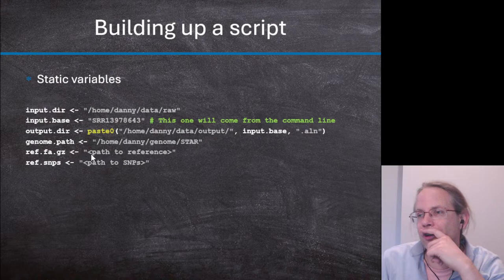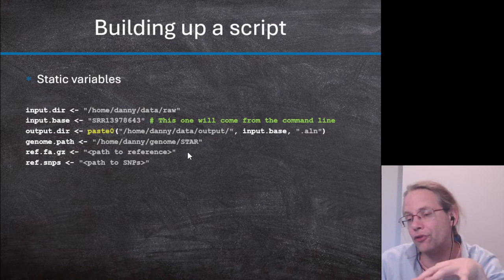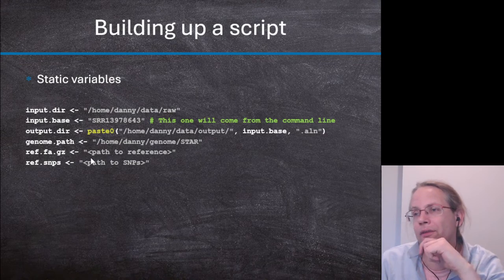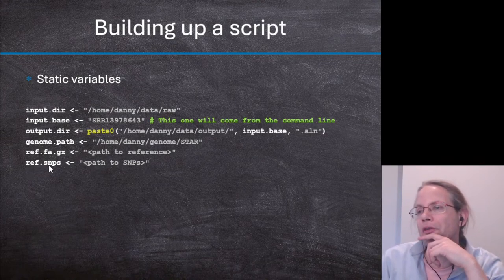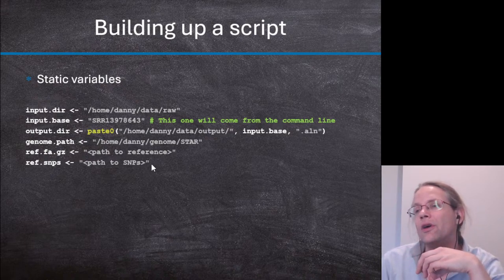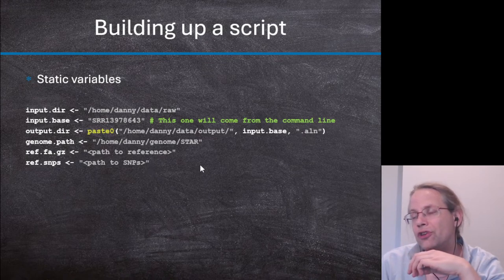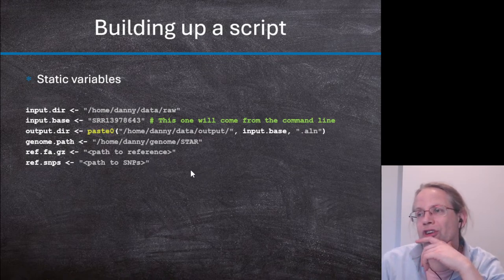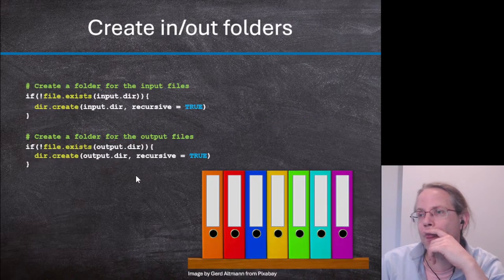The reference is going to be a large path, which is home, then genome, and then the Saccharomyces cerevisiae version 64.11 .fq.gz. And I'm going to have a path to the reference SNPs as well, which is the same, but this is, of course, home, deni, genome, and then Saccharomyces cerevisiae.vcf.gz. So these are the first parts of the script.